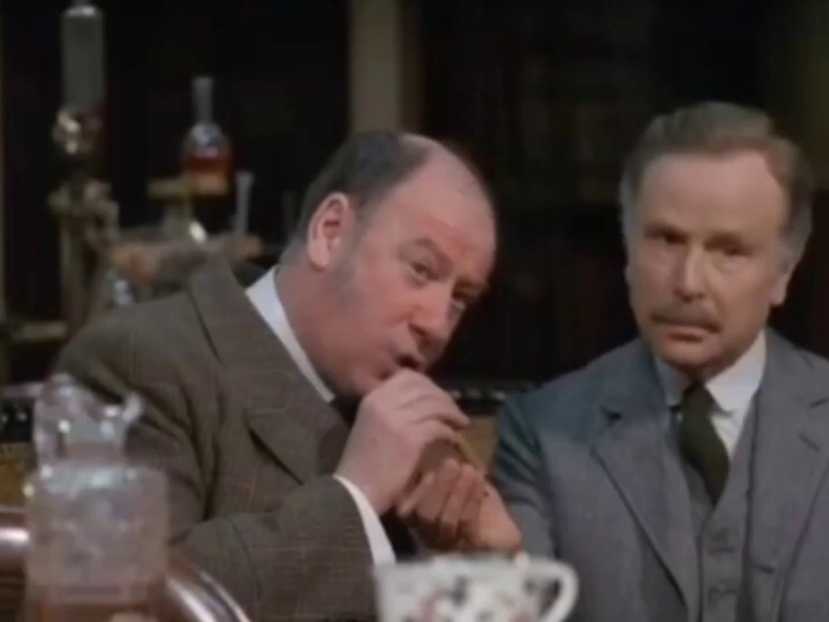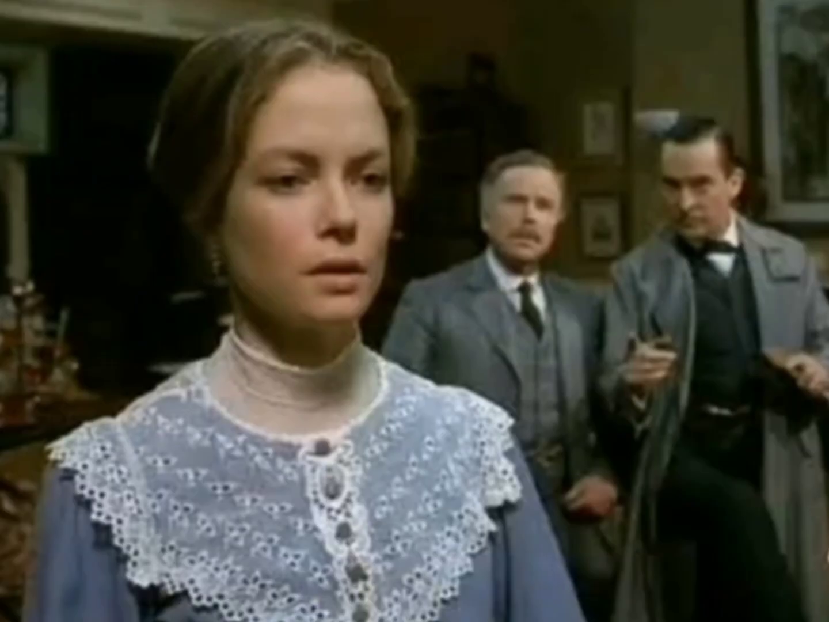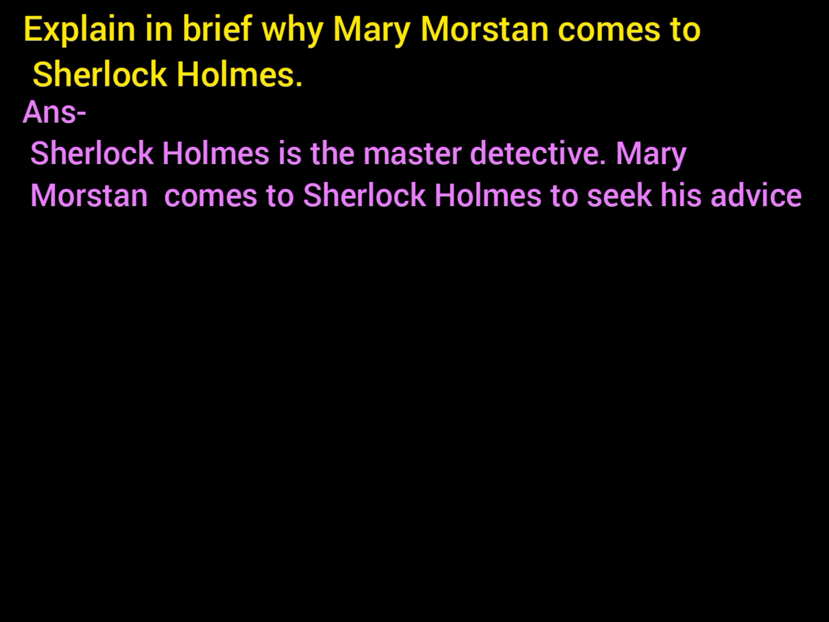Outline of the novel. In the beginning of the novel, we see that Sherlock Holmes and Dr. Watson are engaged in a discussion. At that time, a young woman comes to them. Her name is Mary Morstan. Why has she come to Sherlock Holmes? See, Sherlock Holmes is the master detective. Mary Morstan has come to him to seek his advice. Which advice? Advice regarding some matter.